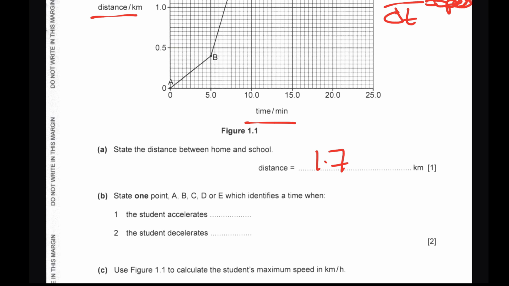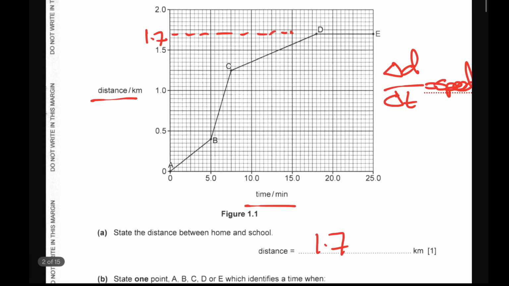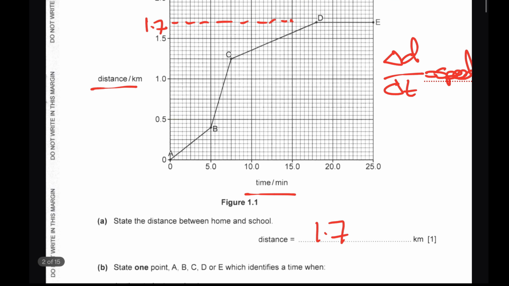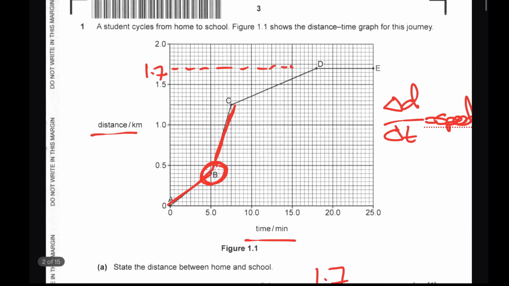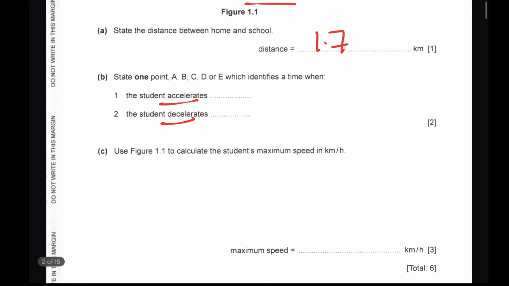Next: A, B, C, D, E, state the time at which the student accelerates and decelerates. Acceleration by definition is when the speed is increasing, or the rate of change of velocity. Deceleration is where it slows down. So it's speeding up at some point and slowing down at another. You're traveling at a speed of this, and then you end up at a speed of this, which means your speed increased, indicating that you accelerated at B. Then you are traveling at a speed of this, and then the slope decreases, which means your speed decreased. So you decelerated here. So the answer is: the student accelerates at B, the student decelerates at C.